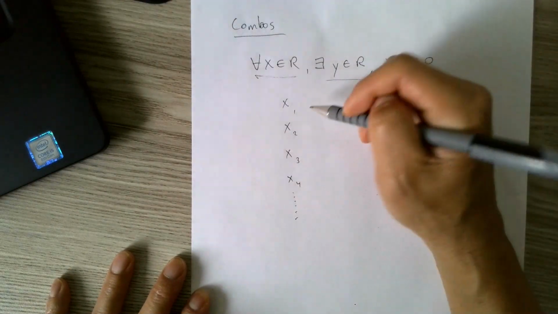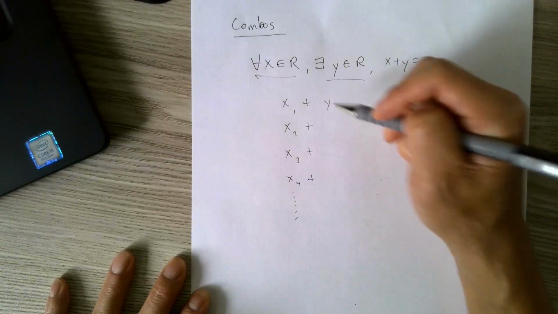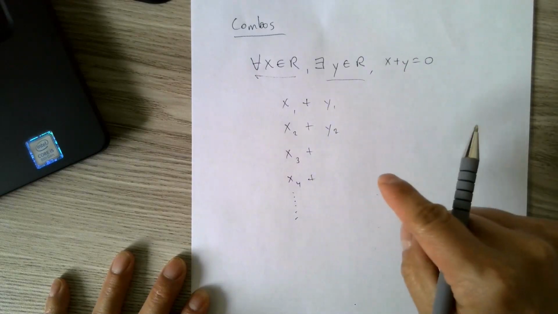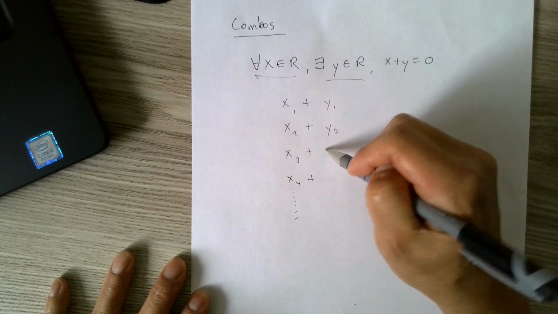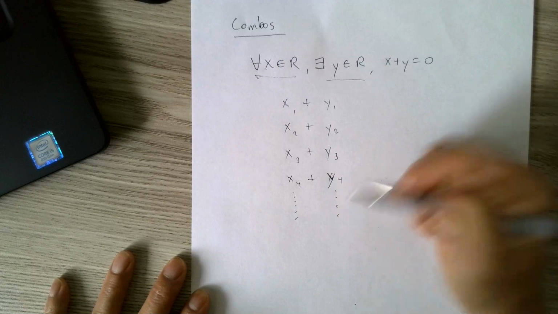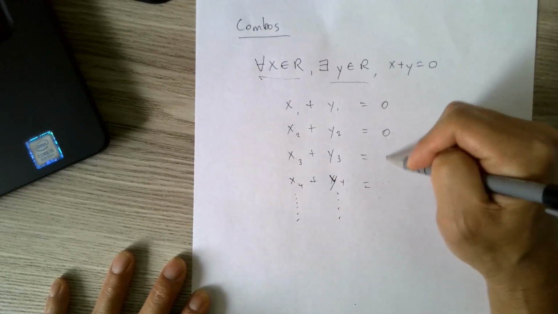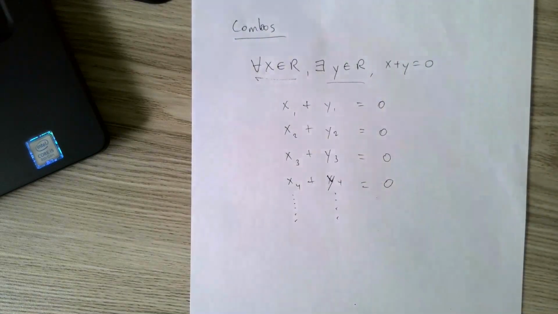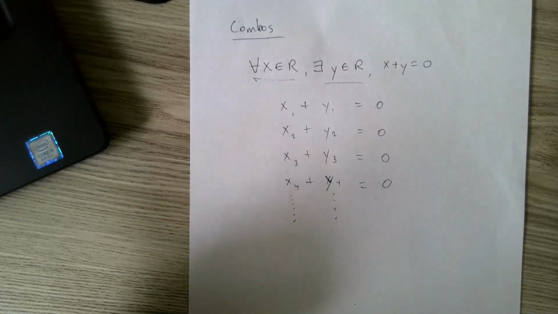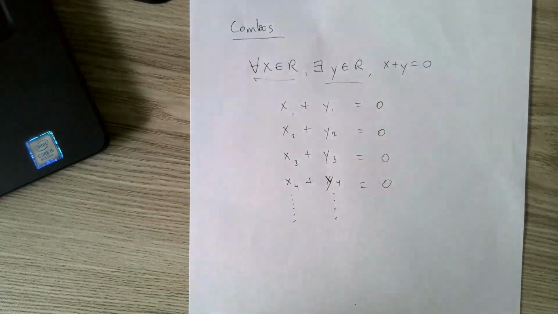I can find a y, but not necessarily the same y for every x, any y, any real number, such that the sum is always 0. That's what this is claiming. Pick any real, I can find a real to add to it to make 0.